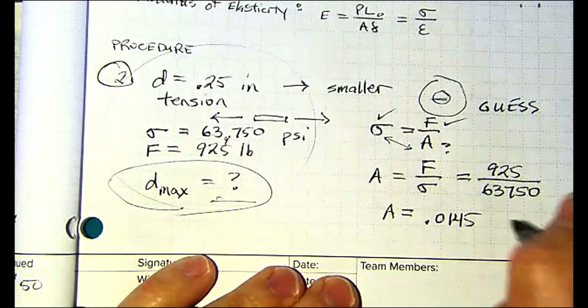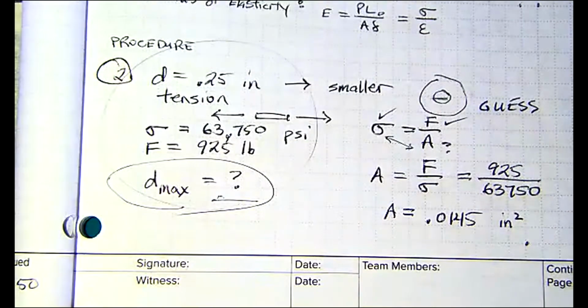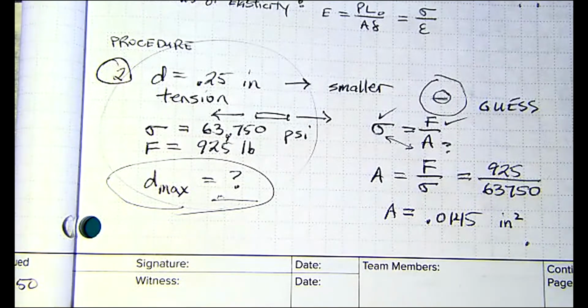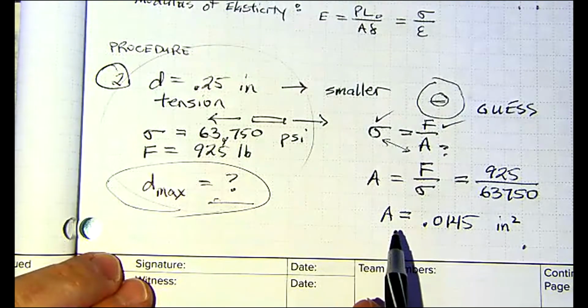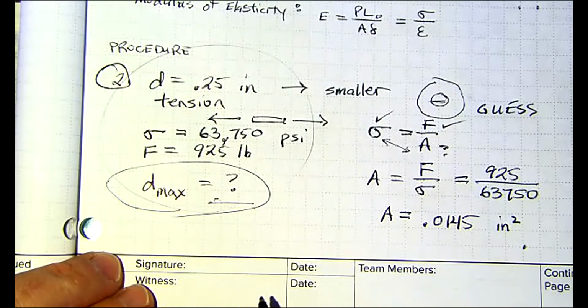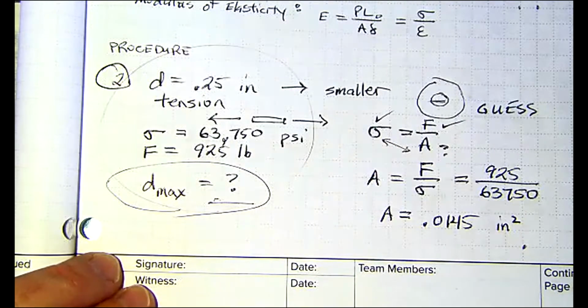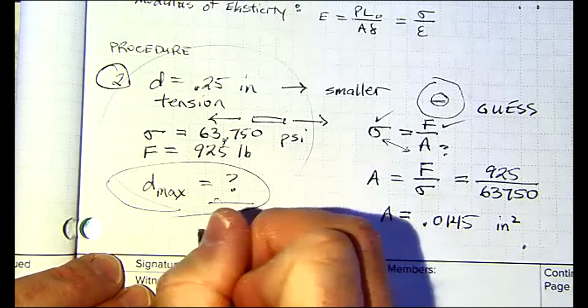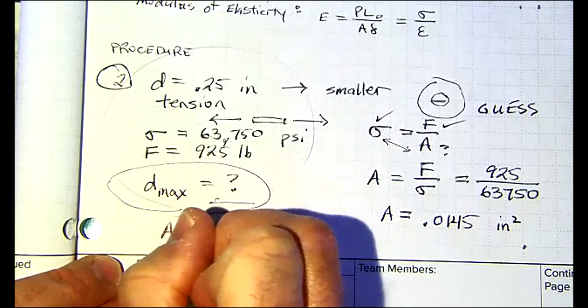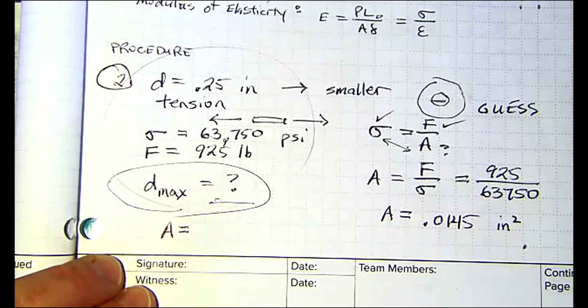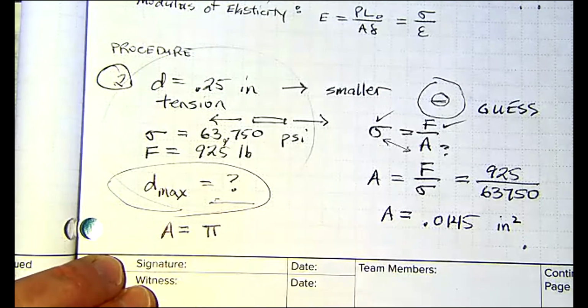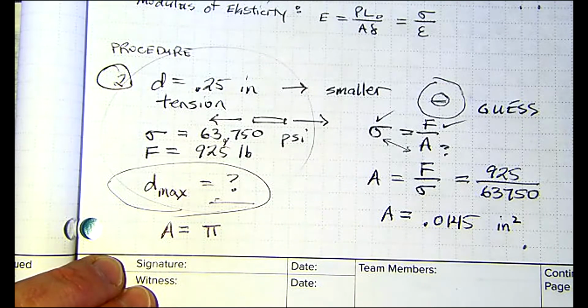However, that area is in square inches. And we weren't asked for area, we were asked for diameter. I'm pretty sure there's a way to turn an area into a diameter. This is a circular cross section. A diameter obviously is a characteristic of a circle. So if I remember the area of a circle, what's the area? Area equals, is it pi r squared? Pi diameter squared or pi r squared? For the area of a circle.